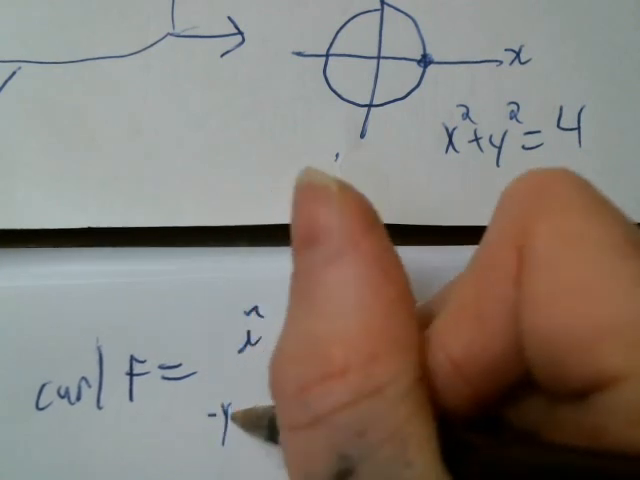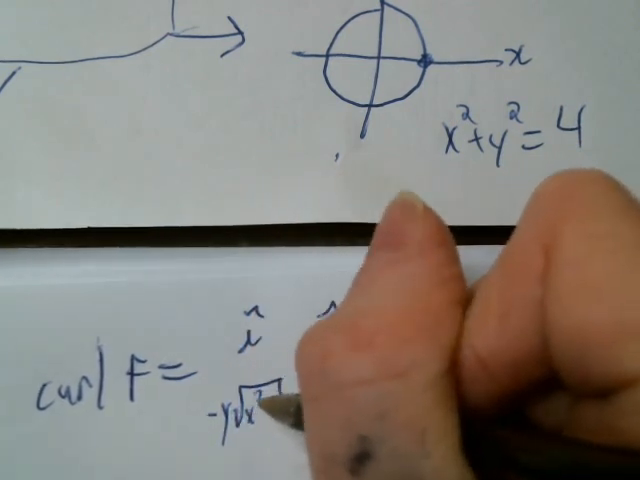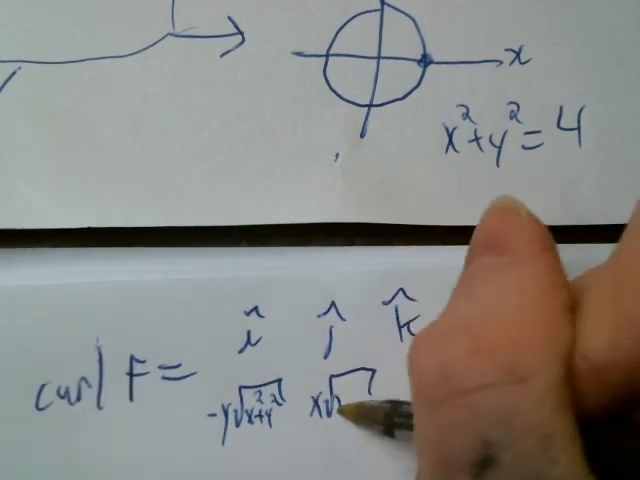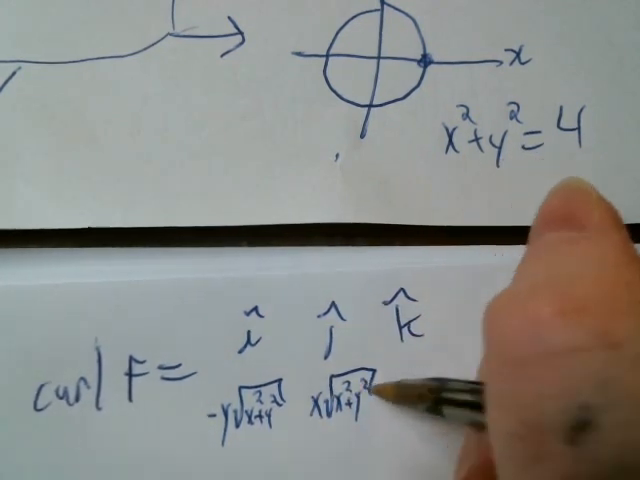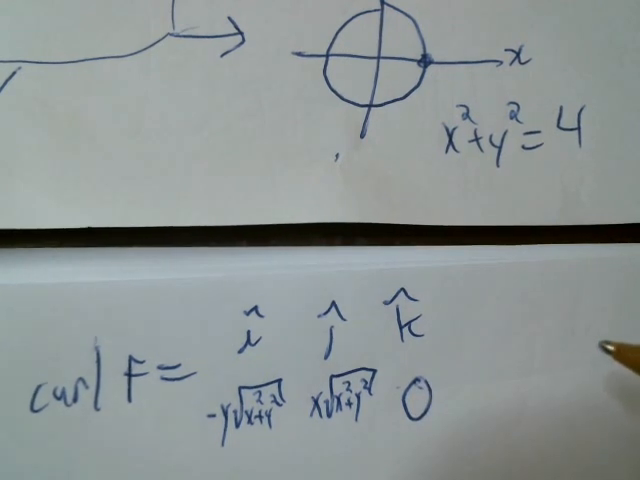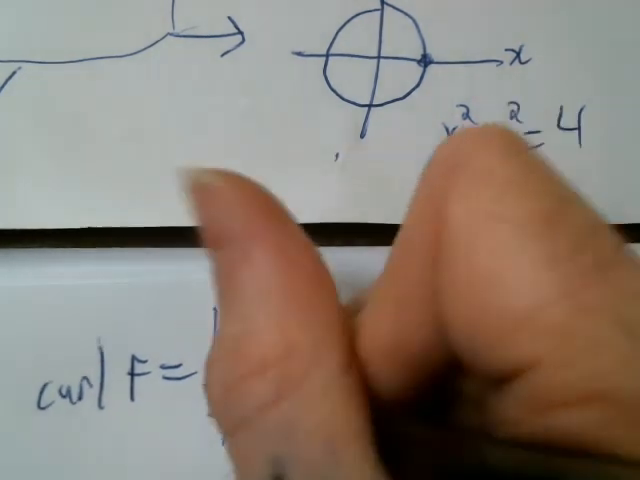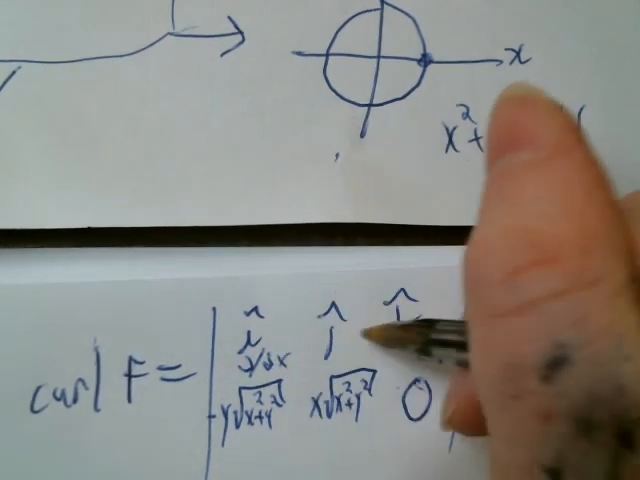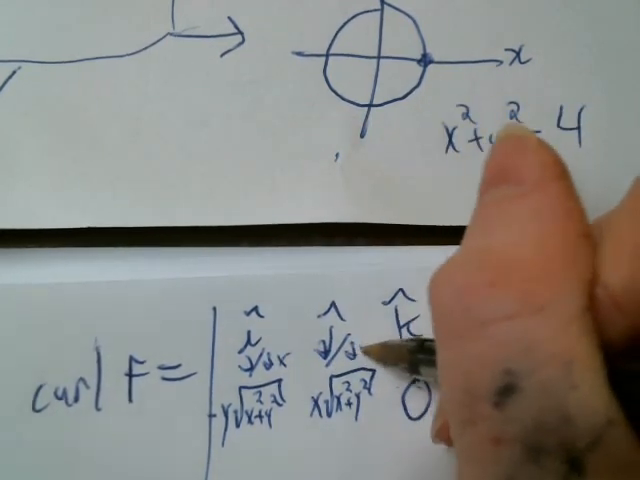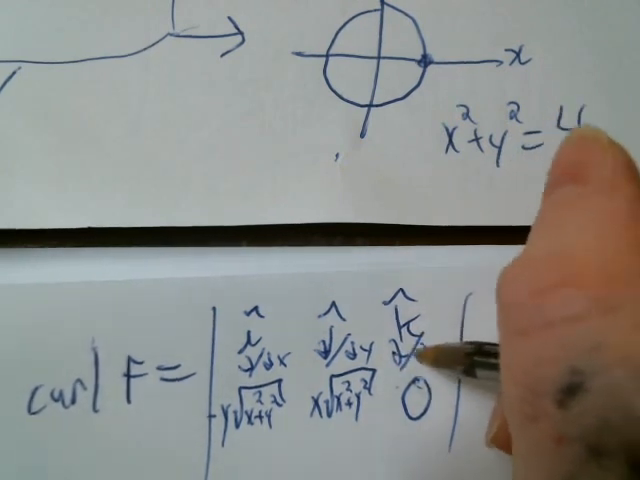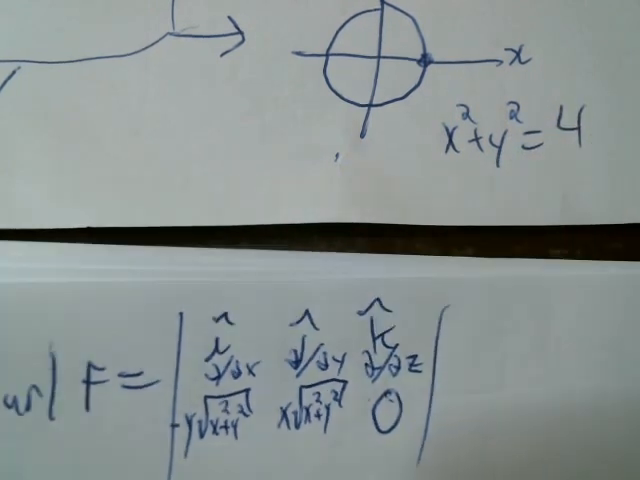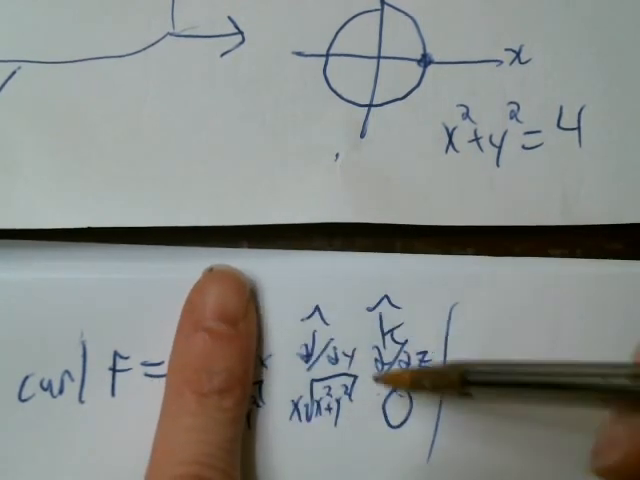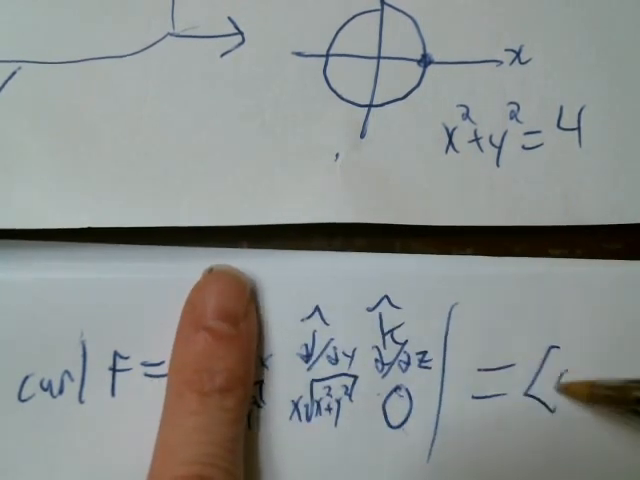So negative y square root of x squared plus y squared, and then x square root of x squared plus y squared, and then z is 0. Oops, and we're taking partials of those. Okay, so I did not write that, but alrighty then. So first part 0, 0.